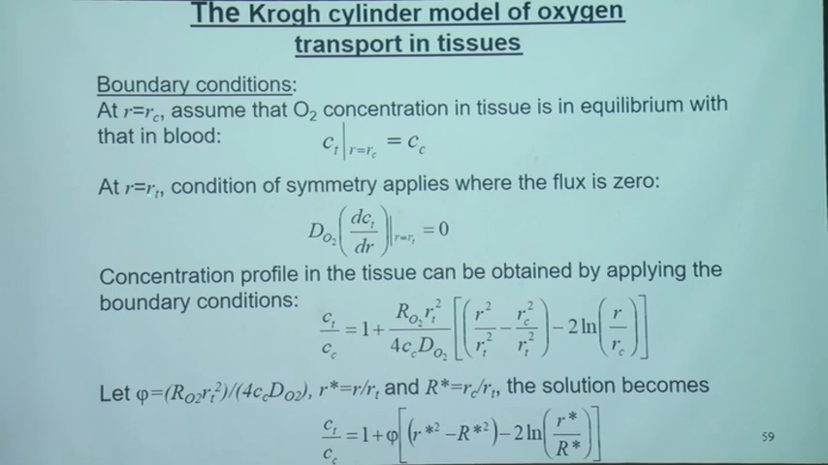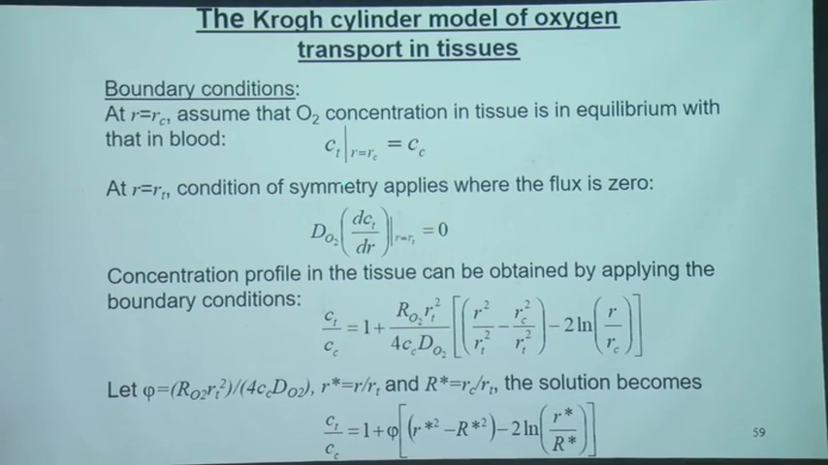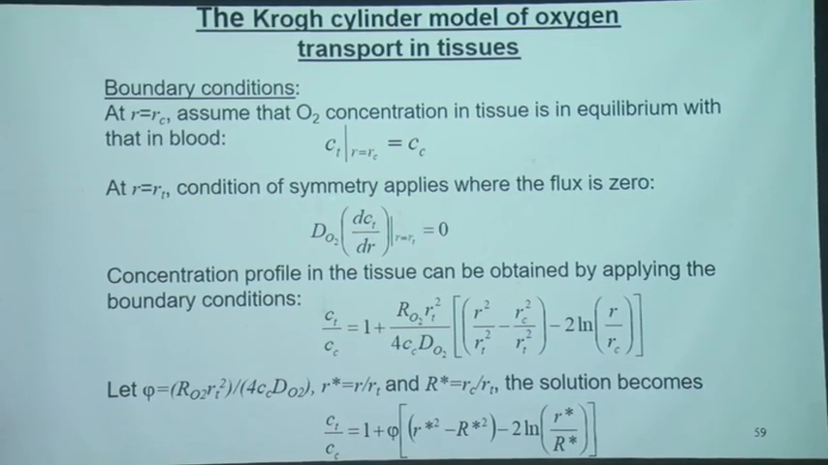And also, outside of the tissue, at the edge of the tissue, we have a symmetry assumption, because we assume there is a symmetric arrangement of those cylinders, so there is no mass transfer across the outer boundary. So to satisfy this condition, we have zero gradient.